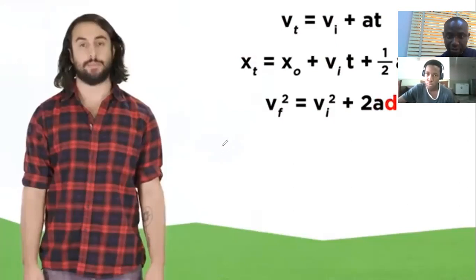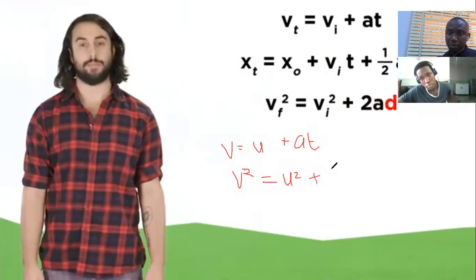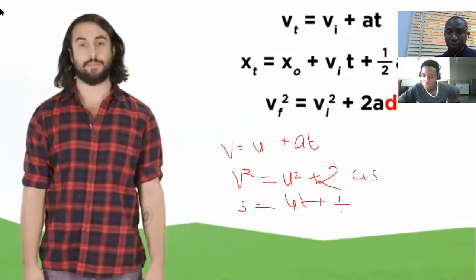Now, don't get it twisted here. These are the same as the equations you had before. It's the same thing with u plus at, and v squared equals u squared plus 2as. And the other one, s, equals ut plus half at squared. So they are still the same thing. Okay, so let's know that it's the same thing. All right, let's continue.